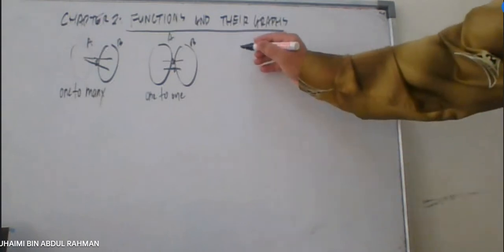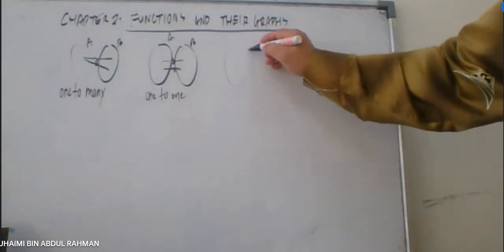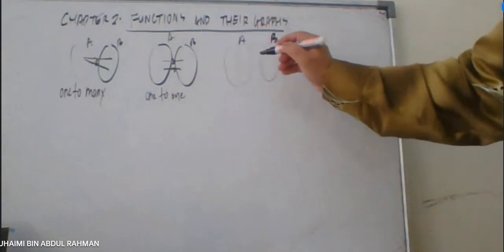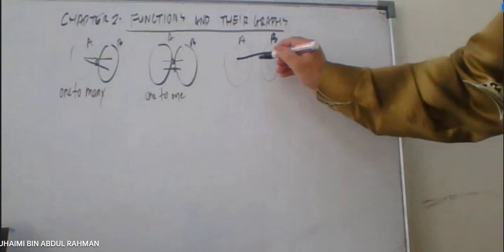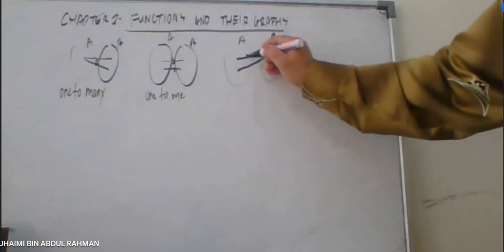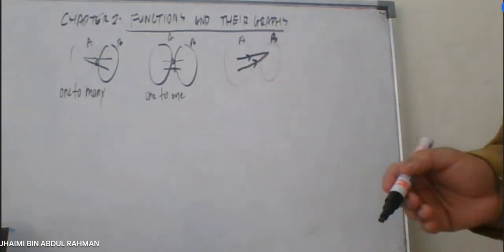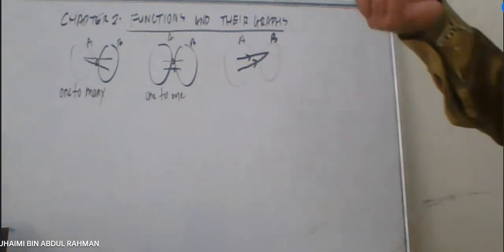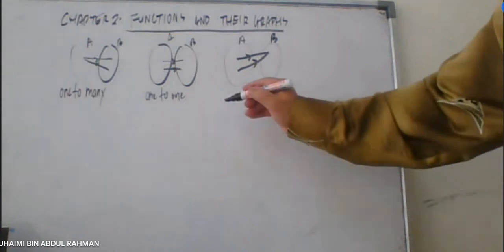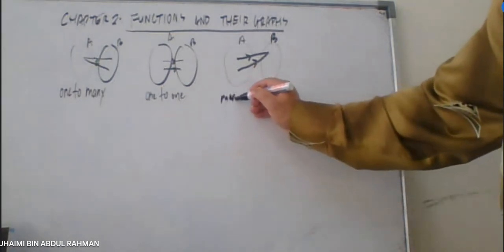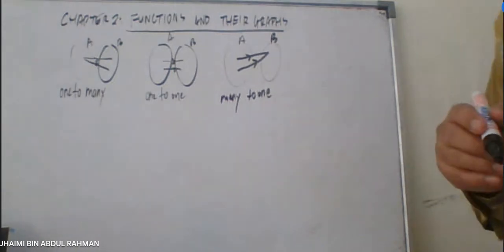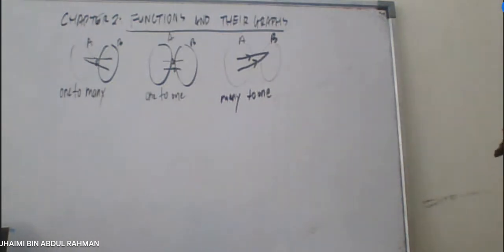We may have relations from set A to set B, where many elements in set A go to only one element of set B. This is what we call relations of many to one.